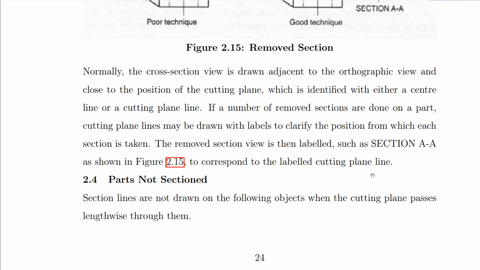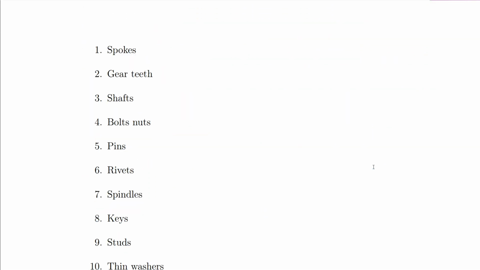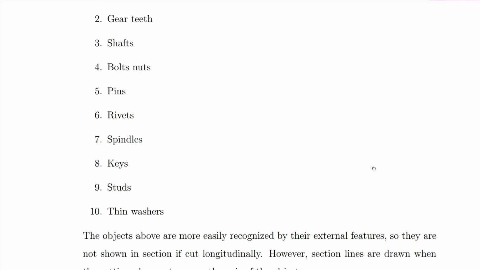And these are some parts that should not be sectioned. So let's look at them. We have some parts in drawing that you don't section, or let me say you don't hatch them. So when you have a section, even if the cutting plane has gone through them, you don't hatch them. Section lines are not drawn on these objects that we are coming to look at.